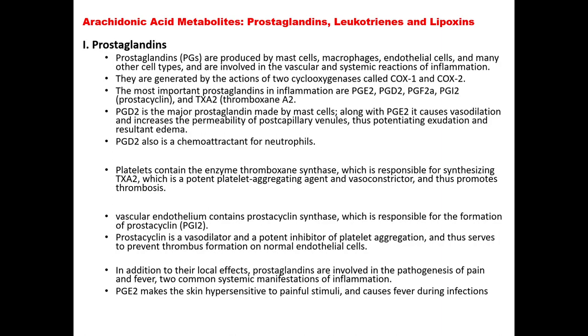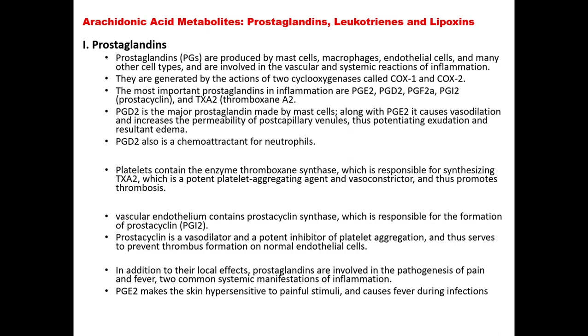Vascular endothelium contains prostacyclin synthase, which is responsible for formation of prostacyclin, which is prostaglandin I2. Prostacyclin is a vasodilator and potent inhibitor of platelet aggregation. You notice that one works opposite to the other: thromboxane works on thrombosis and vasoconstriction, while prostaglandin I2 is a vasodilator that inhibits platelet aggregation. So the action of these mediators can inhibit one another or can help one another, and thus it serves to prevent thrombus formation on the normal endothelial cell.